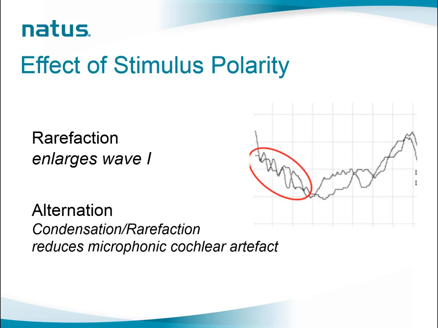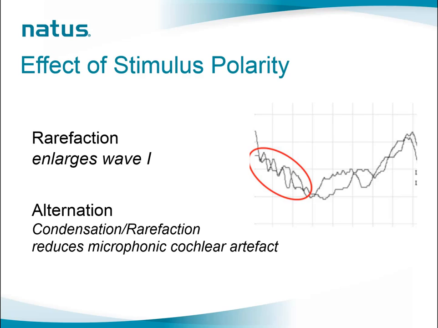On a general note regarding the stimulus polarity, different stimulus polarity can change a little bit the shape of your waveforms. For example, rarefaction is known to enlarge the wave 1. The alternation will not enlarge this wave 1. However, as I said, it can have a poorer resolution in some specific pathologies. However, it can be very nice to reduce what we call the cochlear microphonic artifact, which is this ringing artifact that you can see on this waveform on the right side of the slide. So that's how we would perform a patient for ABR.